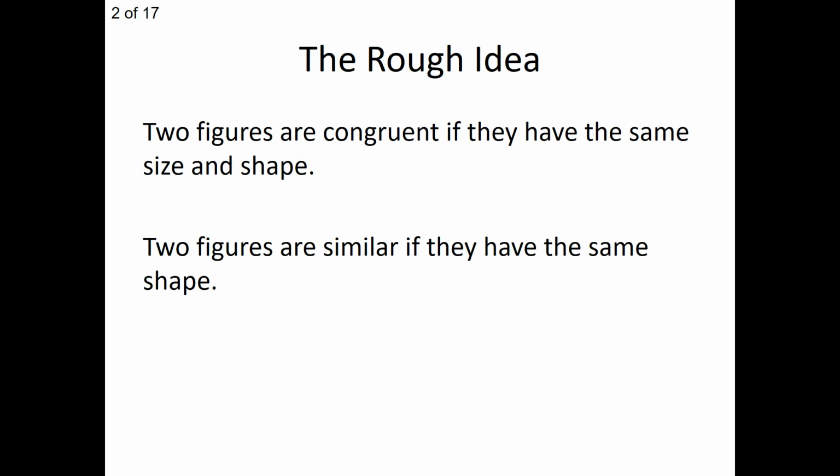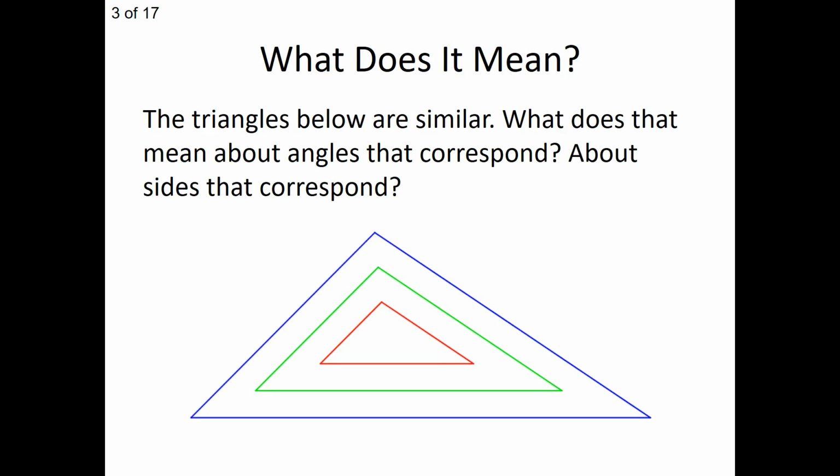Now we want to actually define similarity a bit more precisely. So what does it really mean when we say two things are similar? Well, down below, if we take a look at these three colored triangles, I'm going to tell you that these three colored triangles are actually similar.